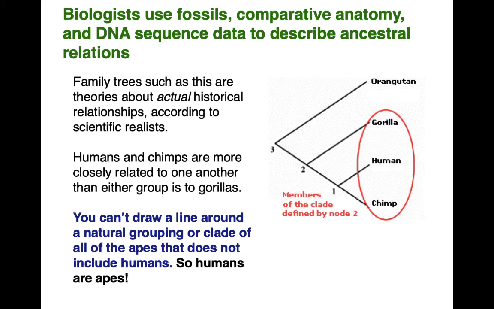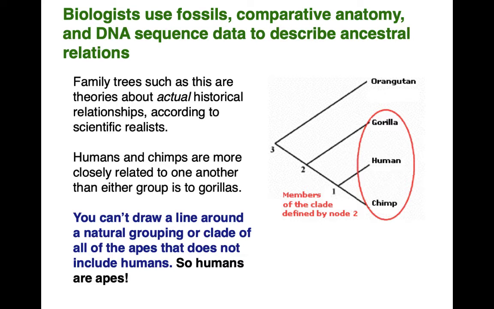Family trees, such as this one, and here I'm giving you a branching tree diagram, which shows the inferred relations between orangutans, gorillas, humans, and chimps. Family trees such as this are theories about the actual historical relationships, according to scientific realists. Humans and chimps are more closely related to one another than either group is to gorillas.